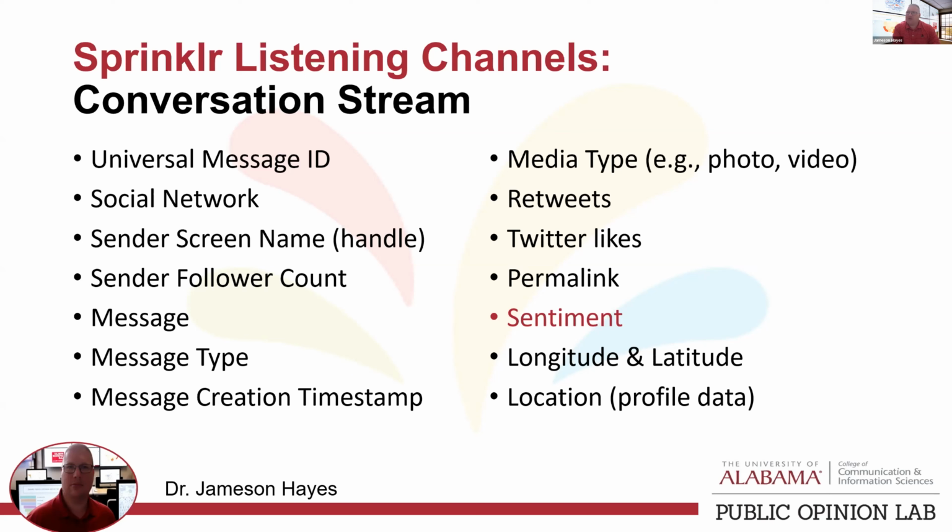They have the screen name for the person who sent the post, the follower count for that person, the message itself, so the content, what type of message it is, retweet, post, Twitter update, whatever it may be, message creation timestamp, so you know when it happened, and the media type that's involved in that post. So Instagram, you're going to see a lot of photos and videos. They'll have retweets, Twitter likes. Notice it doesn't have a number of replies, a permalink to the actual post, sentiment, which I'll come back to in a second, and then it has longitude and latitude for where the post was made, and if the person put it in their profile, they have the location.